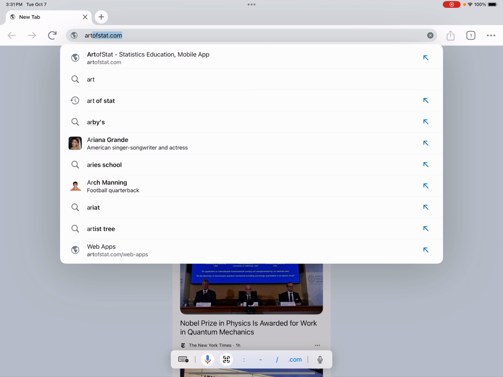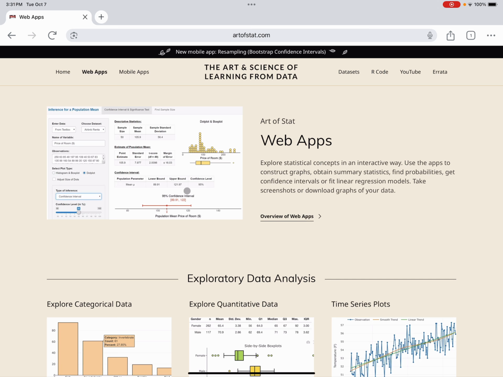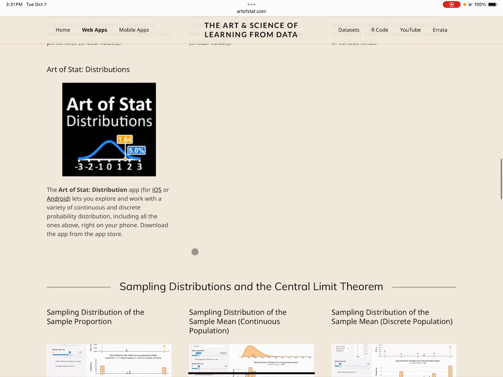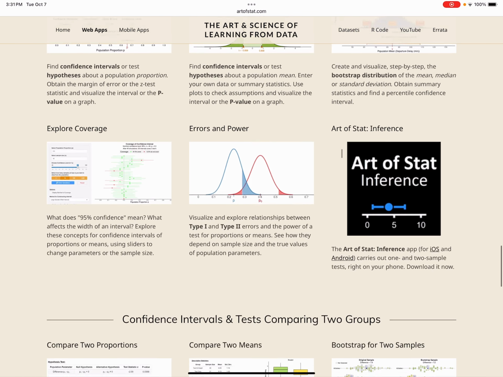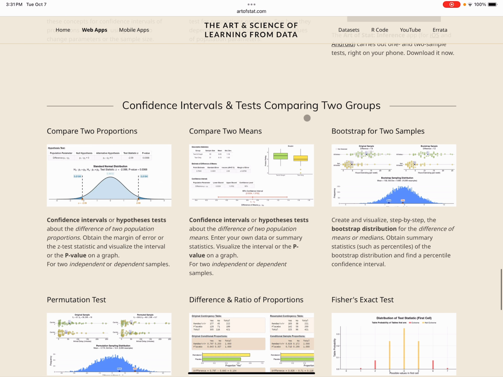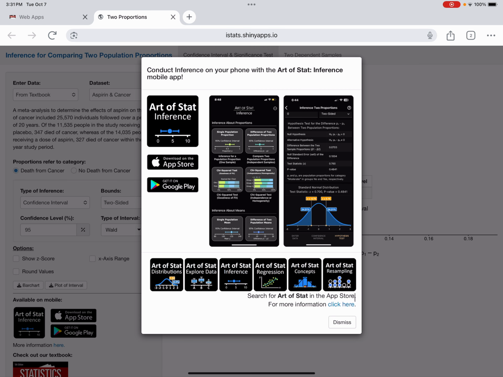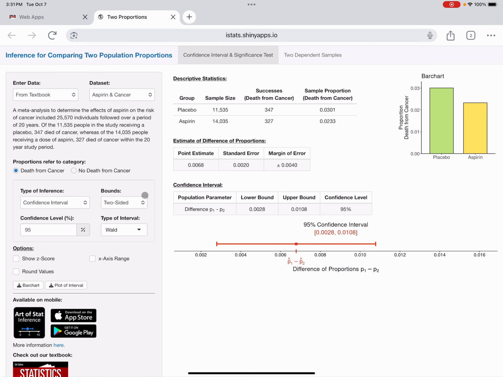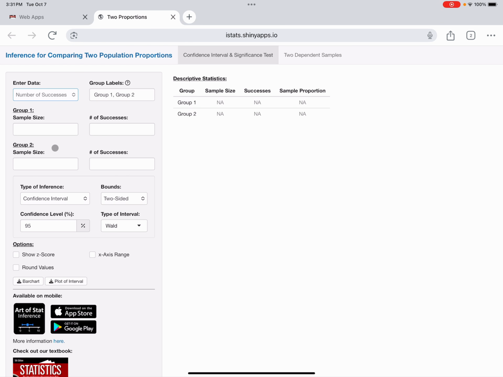Okay, so I'm going to go to Art of Stat. I'm going to go to Web Apps. And I'm going to scroll down. I have to scroll all the way past my 1 sample tests because I'm going to be comparing 2 groups now. So I have to come down here to confidence intervals and tests comparing 2 groups. And I want to compare 2 proportions. So that's the test that I'm going to select. Okay, I'll dismiss that.